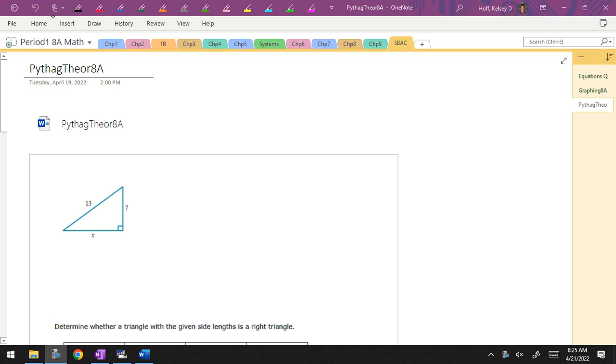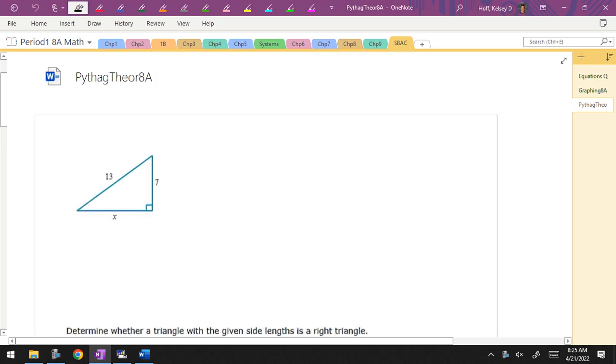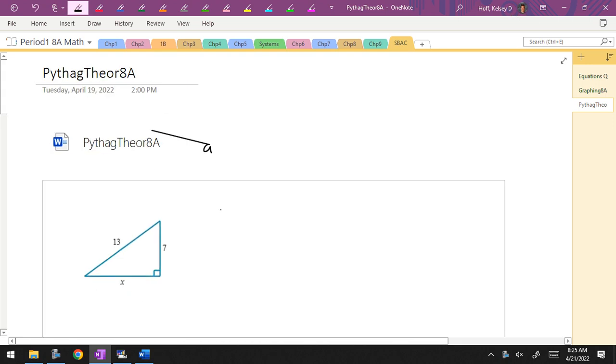We did this, you guys were phenomenal with it. Who can remind me what the Pythagorean theorem is? What is the formula? We used it to find the unknown side of a right triangle. It had the letters A, B, and C in it. A squared plus B squared equals C squared.